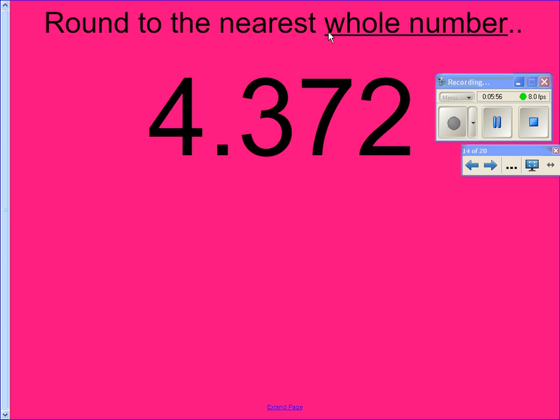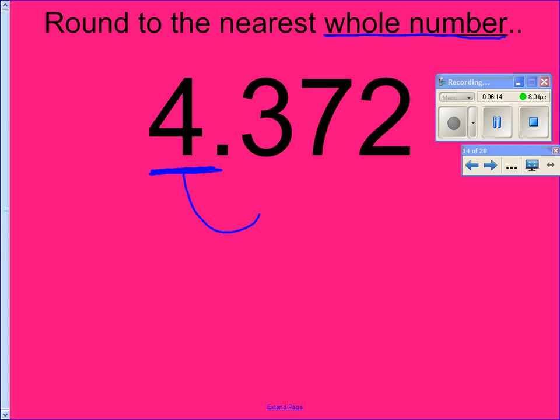Now this says round to the nearest whole number. When you're rounding to the whole number, you do not want any decimal or anything after the decimal. Okay? Whole number, you're always going to look at the ones place. The 4 is in the ones place.